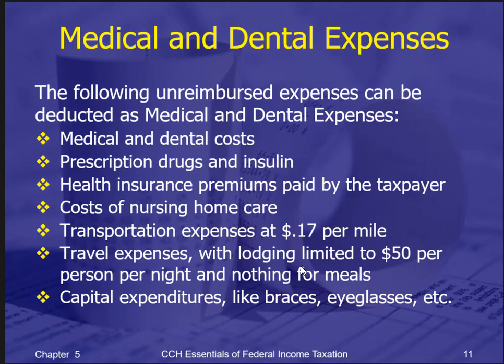So these are the types of costs that are included in medical expenses. Transportation, meaning going to and from doctors, to and from hospitals, that sort of thing. Notice it's 17 cents per mile, so different rates for different types of miles. Travel expenses per person per night, that's if somebody has to go with. So say a child is in the hospital and mom or dad goes to stay with them, and there's no place in the hospital to stay, so they stay in a hotel. They can deduct up to $50 per night for that.